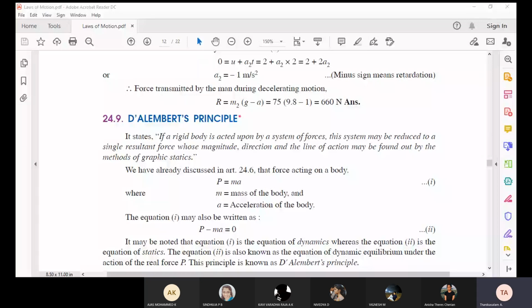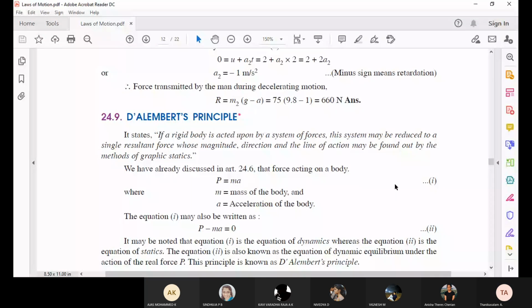Again, repeat. Okay, so if a rigid body is acted upon by a system of forces, this system may be reduced to a single resultant force whose magnitude, direction, and line of action may be found out by the methods of graphic statics.